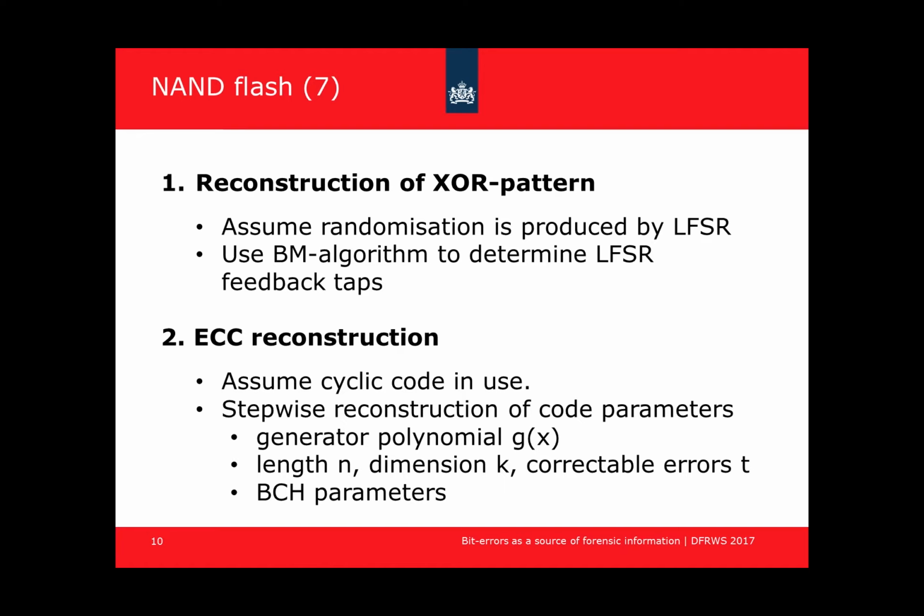So in this case, we make an assumption that we use a cyclic code, which is not a very strict assumption because most of the codes which are used in NAND-flash are cyclic codes. For instance, BCH codes are cyclic codes. And then we search stepwise for some technical parameters of that code on the basis of our data, and we have a method which can figure out itself which of the data doesn't contain any errors and is valid data.